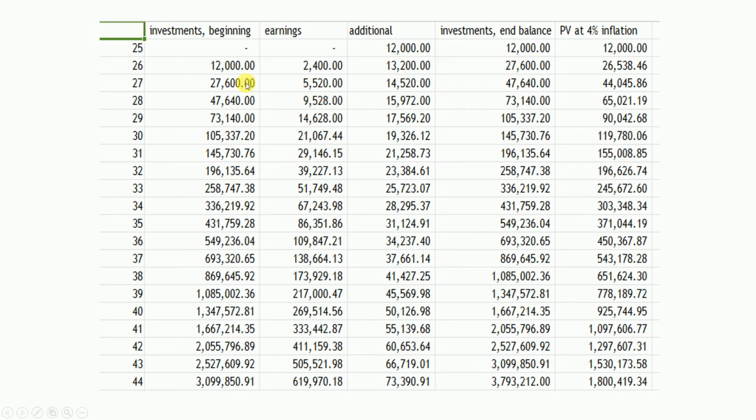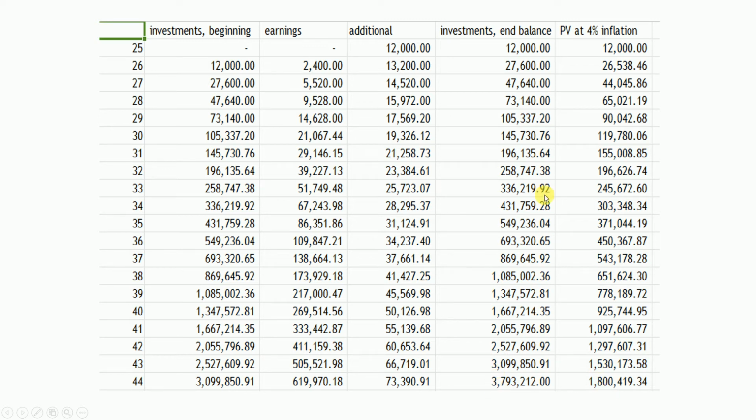And then the same process, no? This earns 20%, and then you add another 1,000. So this is it. And if you proceed with that kind of an idea, by the time you reach 44, you will have 3,793,212 in your account.